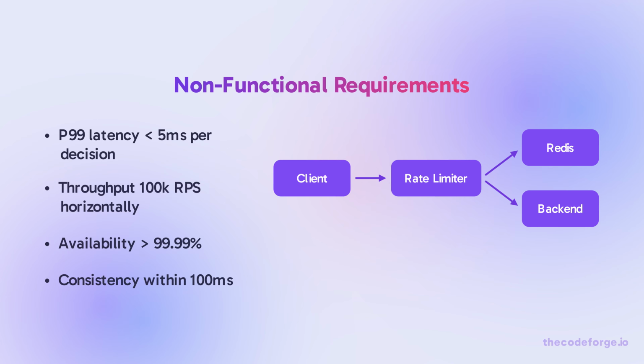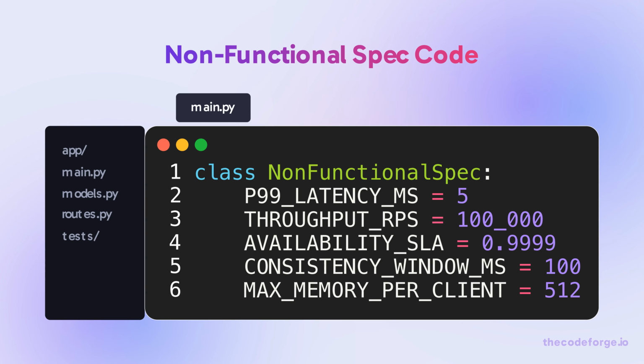Non-functional requirements constrain the design: sub-5 ms latency, high throughput, and high availability. These eliminate heavy algorithms like sliding window log for high-traffic APIs. These hard limits drive algorithm choice. For example, 5 ms latency rules out heavy log-based approaches.